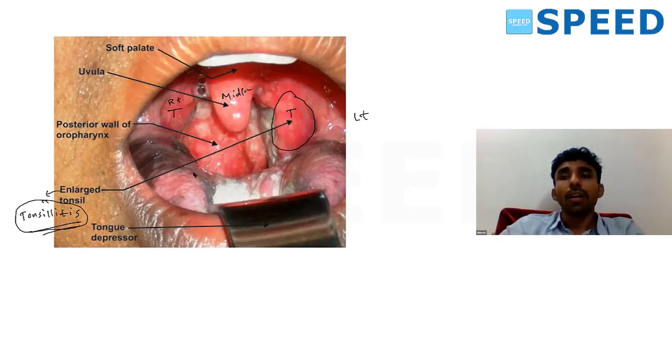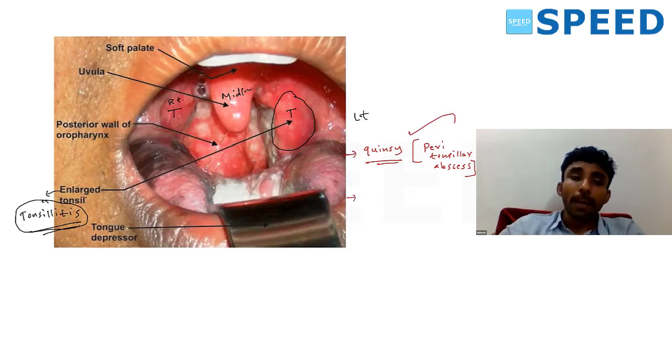Regarding tonsillitis, remember, if there is chronic tonsillitis, there will be collection of pus around the tonsil. That is collection of pus in the peritonsillar space, called quinsy. So quinsy is another name for the peritonsillar abscess. Collection of pus within the peritonsillar space is called quinsy, peritonsillar abscess.